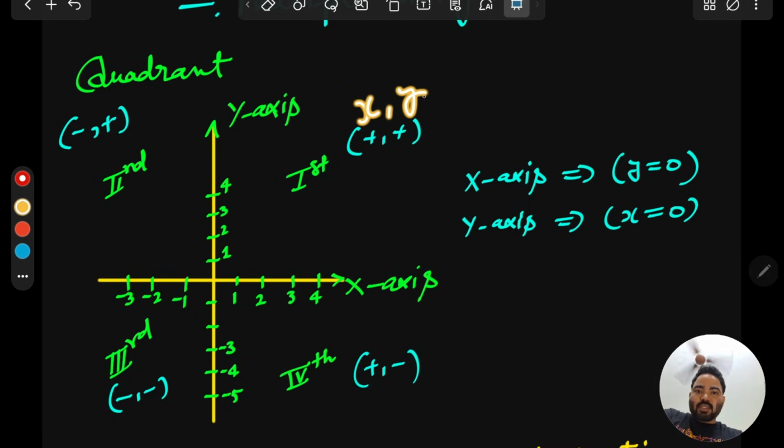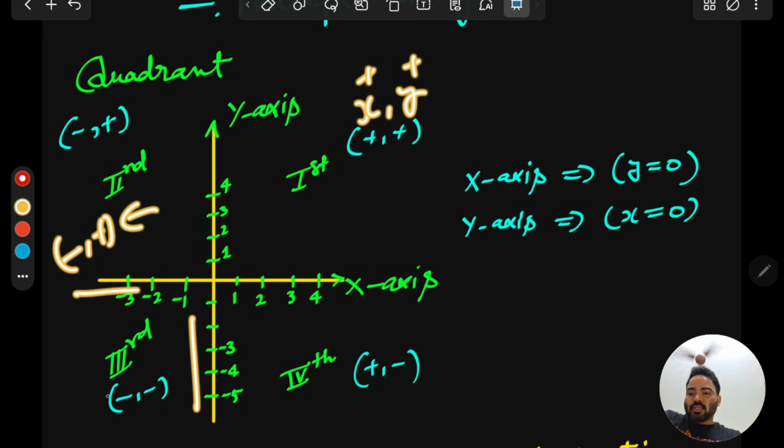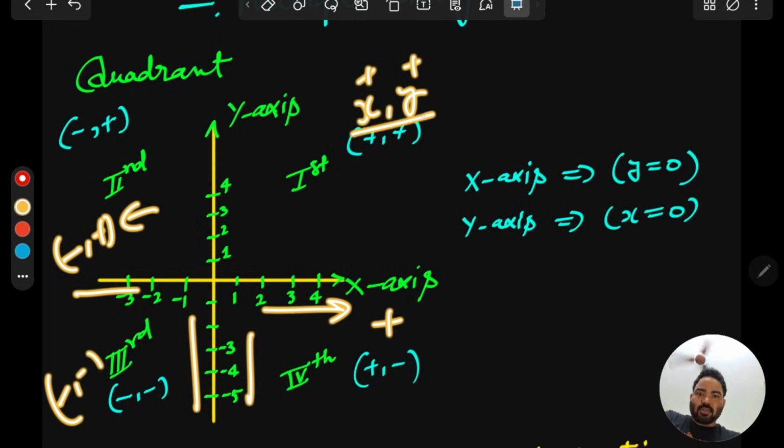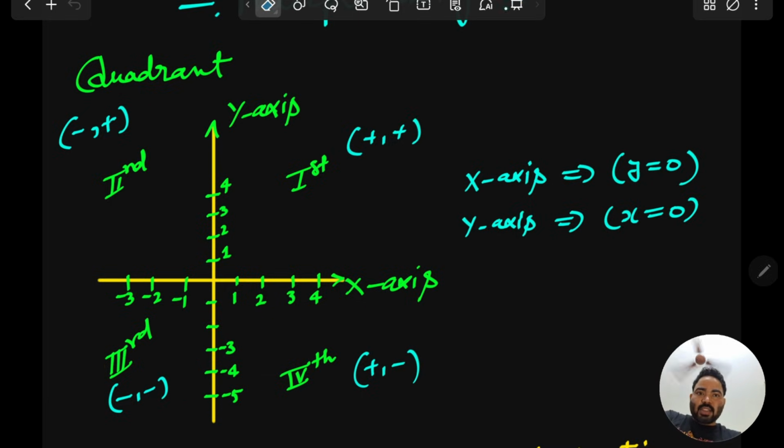So (x, y) means x positive, y positive, that is positive comma positive. On this side you can see x is negative and y is still positive, so this gives negative comma positive. On this side x is negative and y is also negative, so this gives negative comma negative, and this is also called the third quadrant. Here we can clearly see x is positive but y is negative, so (x, y) gives positive comma negative. So in the fourth quadrant we have positive comma negative.